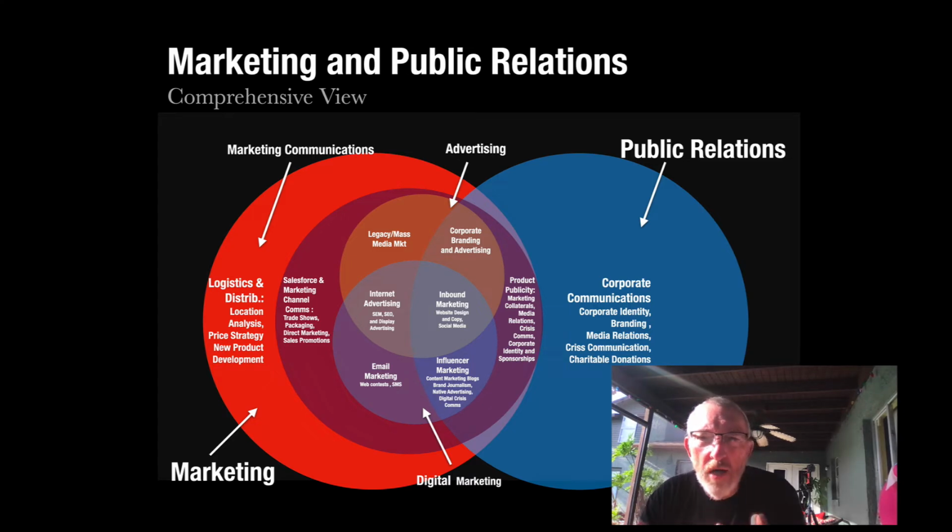So that's the crossover. And then when we deal with just what is public relations, we can see that it's corporate identity, branding, media relations, crisis communication, and philanthropic activities such as charitable donations. This is the realm of public relations. This is the realm of strategic internet public relations as it relates to not only marketing, but digital marketing as well. So I hope this diagram puts everything into context for you, provides some greater meaning and understanding as to where marketing and public relations operate and what activities are actually going on.